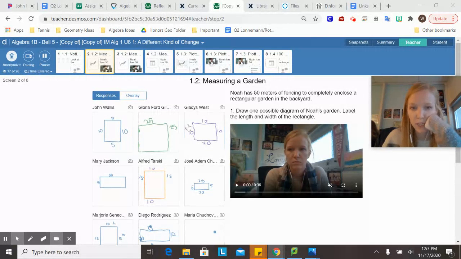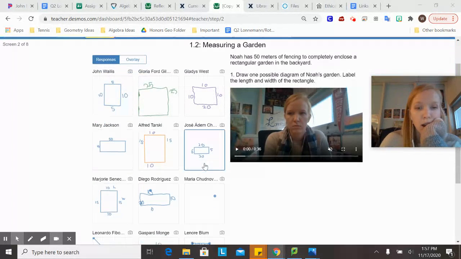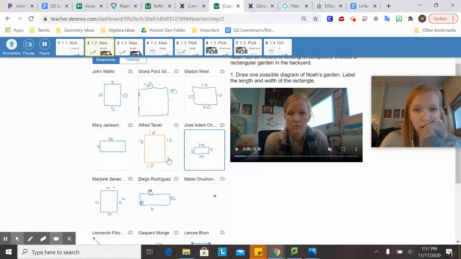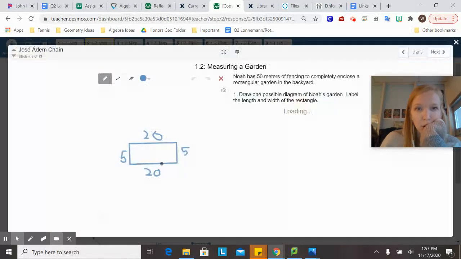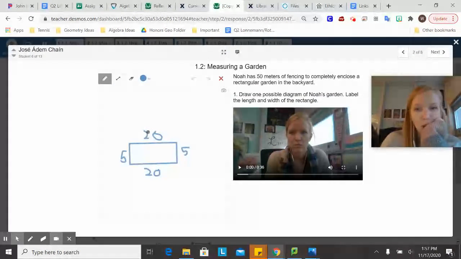Or like this one right here, the purple one. If I add up all the sides, 10 plus 10 plus 10 plus 20, I do get 50, but this is not technically a rectangle because in a rectangle, the opposite sides have to be the same length. Okay, so this is a good one right here. If I make it a little bit bigger. Okay, so if I add up 5 plus 20 plus 5 plus 20, I do get 50. So that is a potential rectangle that we could have used.